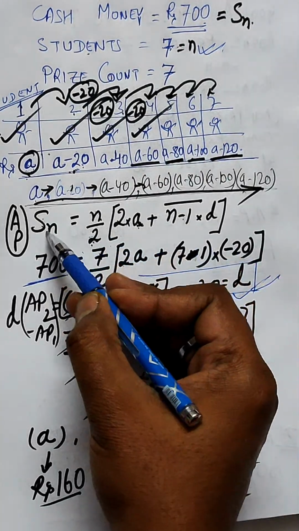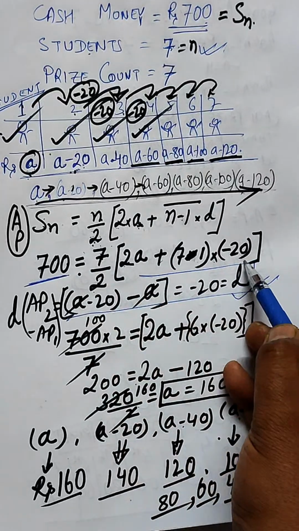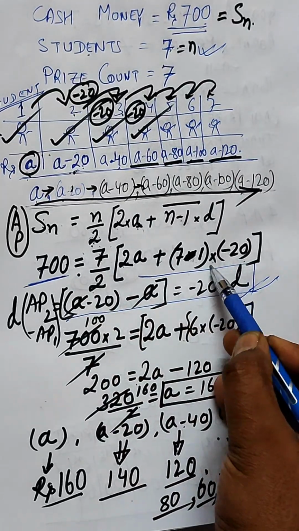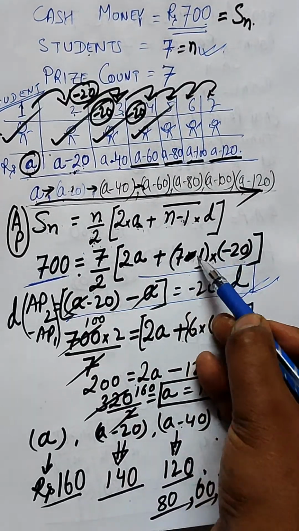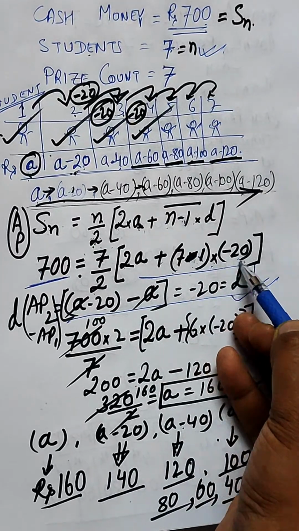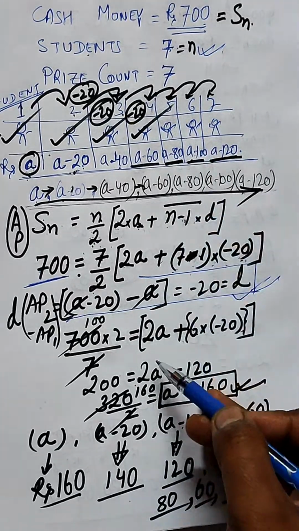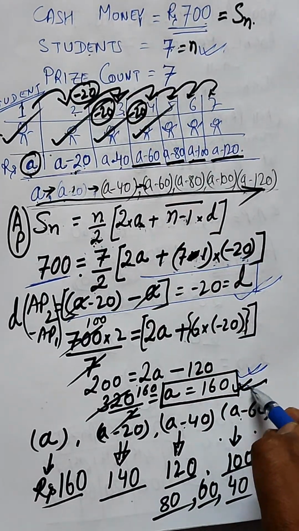Whenever you put the value of Sn as 700, n by 2 as 7 by 2, 2a plus n minus 1 into d. So n minus 1 will come as 7 minus 1, which is 6. 6 into minus 20. Minus 20 was the common difference, right? Just solve it to get the value of a as 160. You can see over here 160.